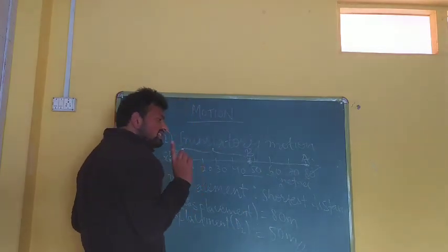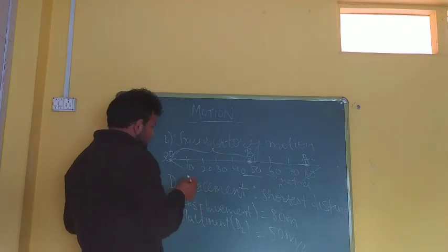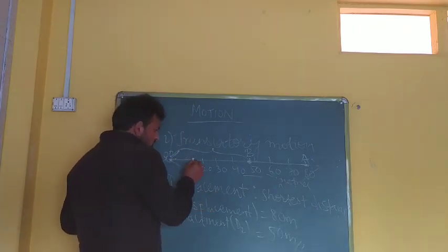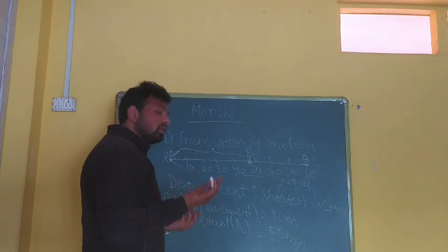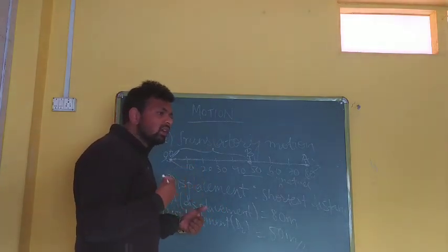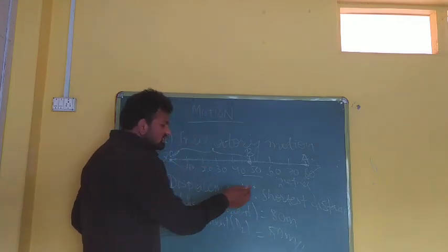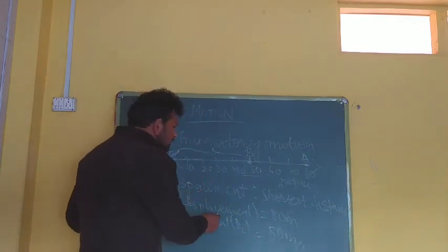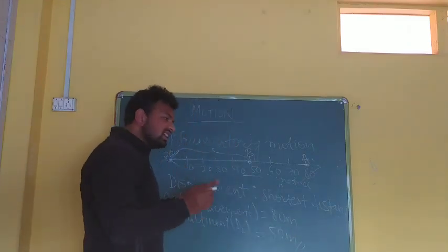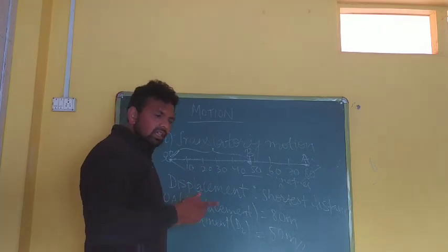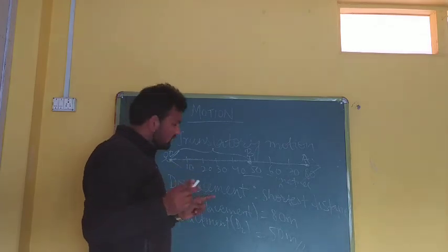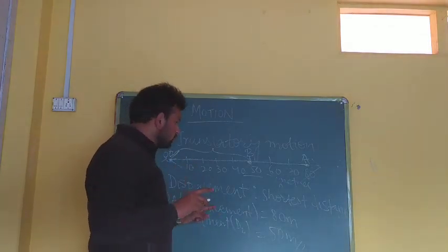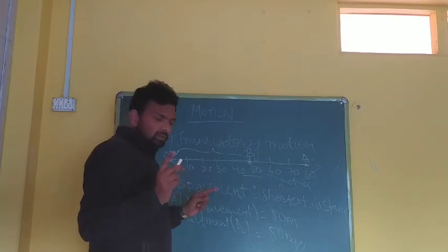That is 110. But displacement is the shortest distance traversed from the reference point. Are you understanding? Displacement is considered from the reference point, the shortest distance traveled from the reference point. So the displacement will be simply 50 meters and not 110 meters. So displacement may be equal to distance and it may not be equal, depending upon the type of motion it is undergoing. So displacement and distance are two different quantities. Sometimes they may be equal and sometimes they are not. Displacement is direction dependent, whereas distance does not depend upon the direction.